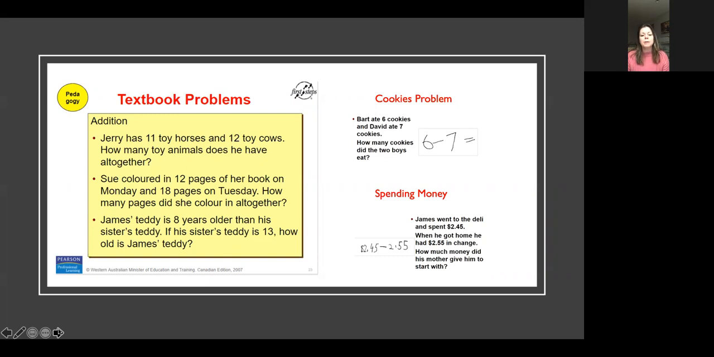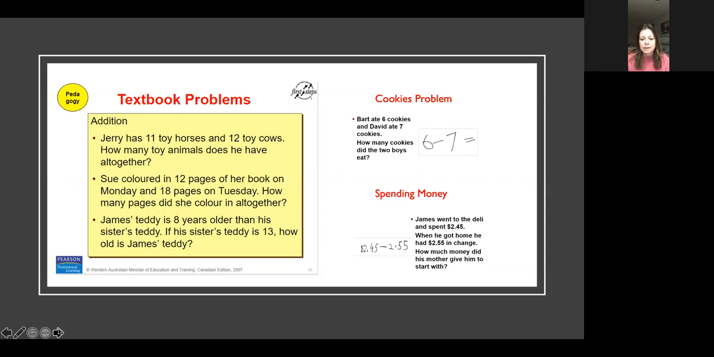They read the word problem. They know to put the two numbers together and add. In the cookies problem, the way that is asked, Bart ate 6 cookies and David ate 7 cookies. How many cookies did the boys eat? Is an example of where maybe teachers have said, well, when you see words that involve takeaway, then you know to use the subtraction operation.